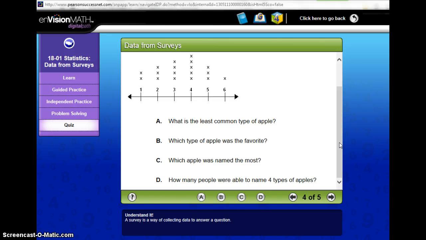Well, where do you see the names of the apples up there? Aiden? How many people were able to name 4 different kinds of apples? Can we look up there and answer that question? What's the answer to it, Aiden? How many people could name 4 different kinds of apples? Five people.